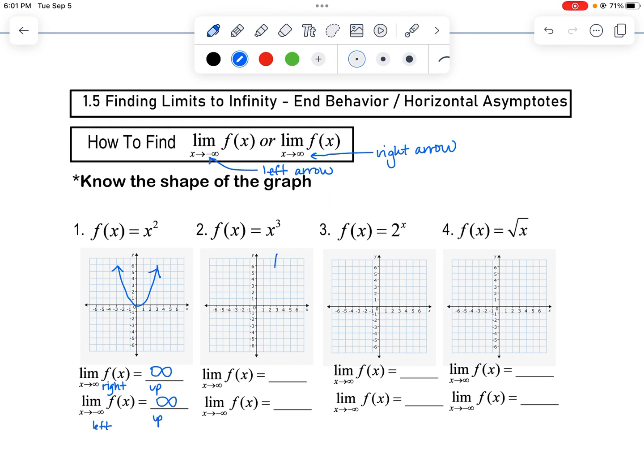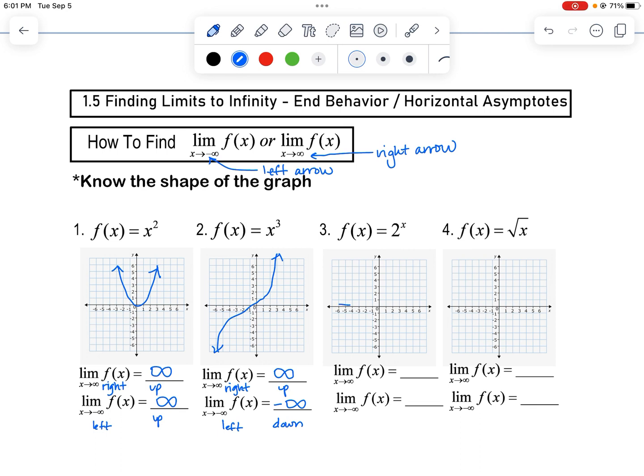X cubed looks a little bit different. X cubed looks like this. It's not a very pretty picture, but you get it. Same question: as x approaches positive infinity, that's the right. F of x is going to positive infinity because the right arrow is going up. And as x approaches negative infinity, that's left. The left arrow is going down to negative infinity.